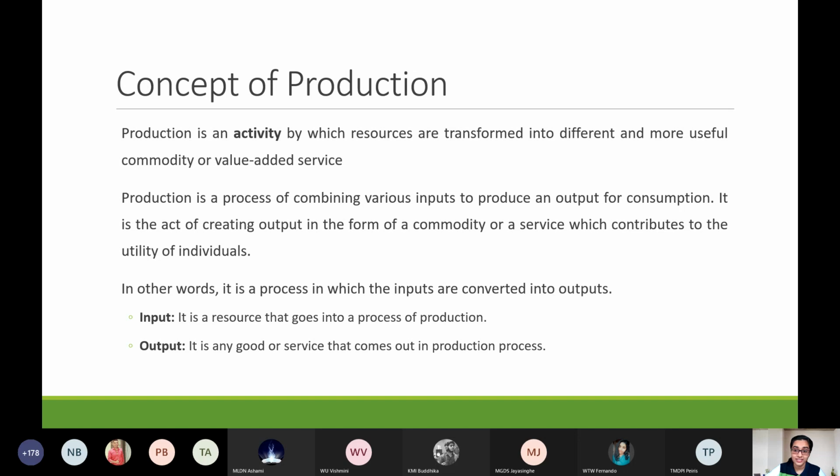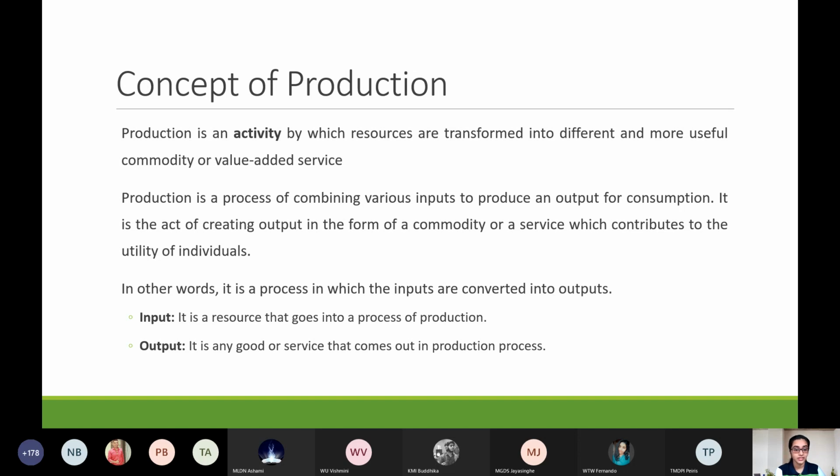Okay, so production is a process. In another definition, production is a process of combining various inputs to produce an output for consumption. Now, when I ask what production is, you should be able to tell. Otherwise, how are you going to become a manager? If you don't know how to define production, then how are you going to become a manager?